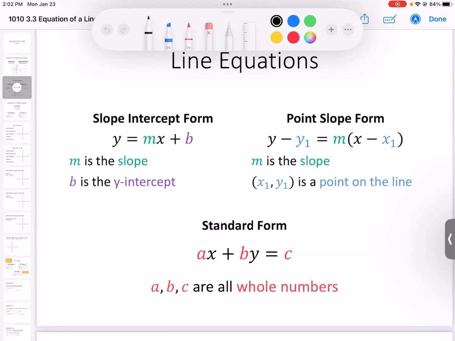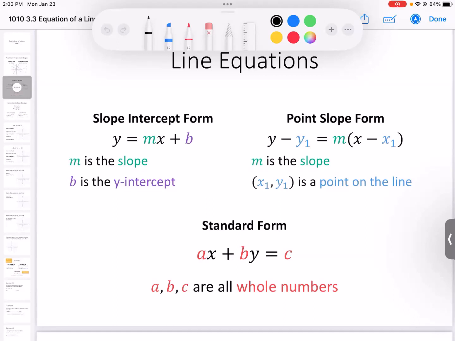So that's slope-intercept form. And then point-slope form, same thing, it's still representing the slope, but you're going to have two numbers, and these two numbers are going to be a point on the line. So that's point-slope form. And their names basically reflect what information you need to be able to write the equation. For slope-intercept form, you need a slope and an intercept. For point-slope form, you need a point and a slope.